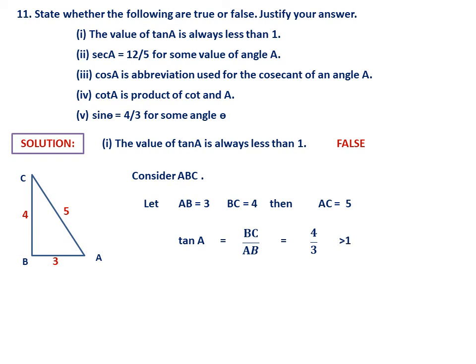But the statement says the value of tan A is always less than 1. So this is not true. So this is the reason. And now you can also take the other way. For example, AB can be 4 and BC can be 3. In that case it is less. But what the statement says, always. Therefore the reason is, I made this clear in properties of the trigonometric ratio. Tan A can be both more than 1 and less than 1. Both are possible. So the first statement is false. So this is the first one.